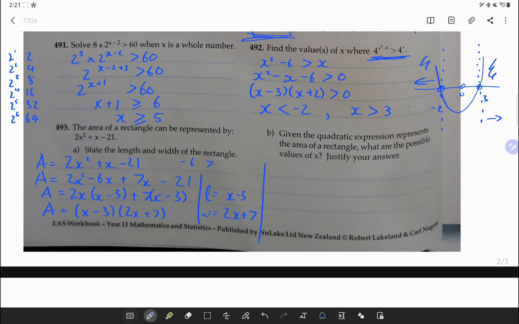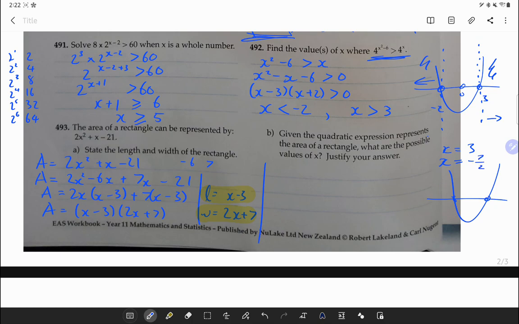There you have it. Given the quadratic expression represents the area of a rectangle, what are the possible values of x? Again, we're thinking about a positive quadratic, right? So let's find out where they cross, when it hits 0. Because length is x minus 3, we're saying x is 0. The whole area becomes 0 at 3, using that one.